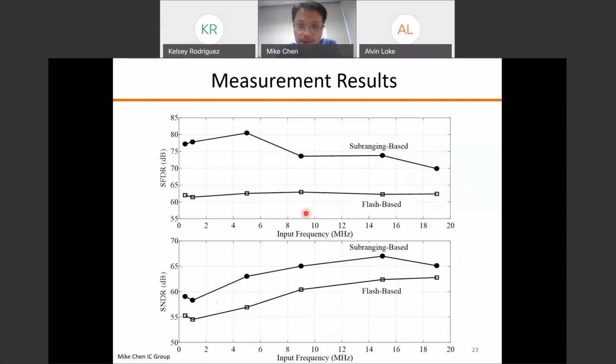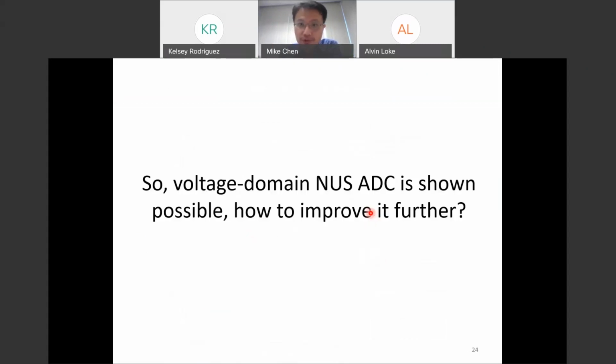So here is a little bit of measurement result. You can see that from flash to subranging, depending on the input frequency, there is an improvement in the SNDR and SFDR, similar to what you would expect from adding more quantization levels. Okay, so that's the flash and the subranging non-uniform sampling ADC.